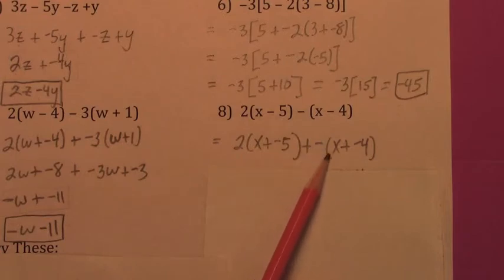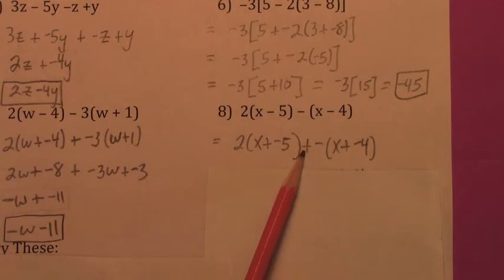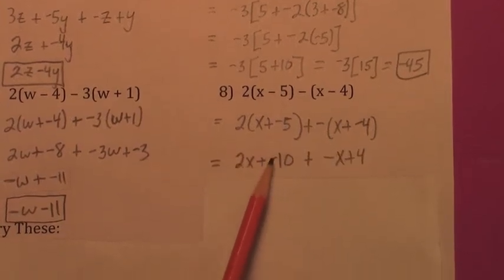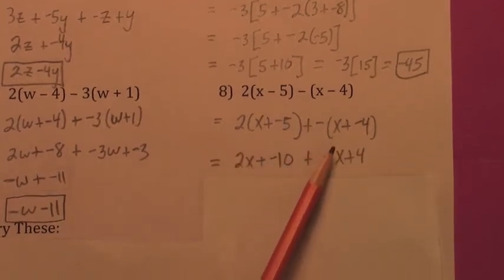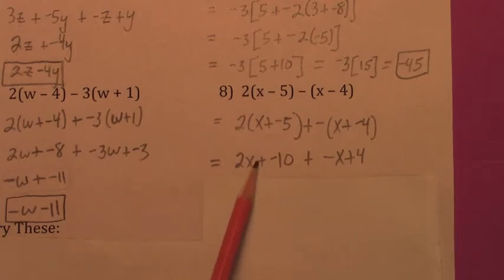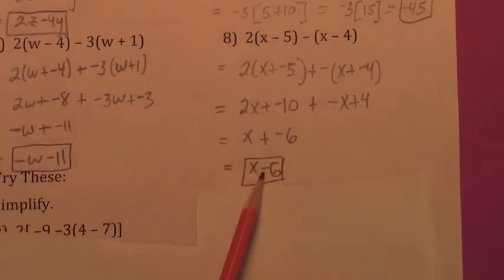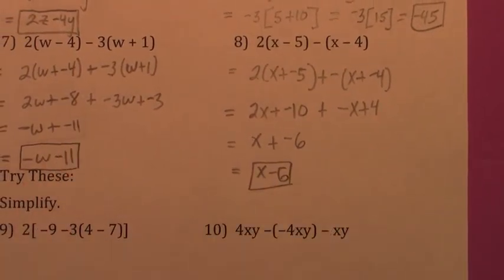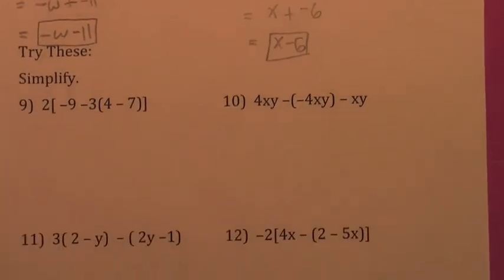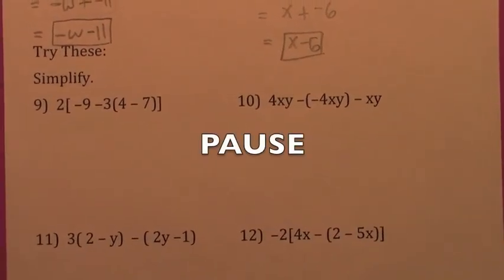You see that negative in front of the parentheses now becomes a multiplication by negative 1. That's how that works. So then when you distribute carefully, this last one becomes negative x plus 4. This becomes 2x plus negative 10. When you add like terms, you get x plus negative 6, which can be written as x minus 6. All right, go ahead, try these on your own. We'll go over them in just a minute.